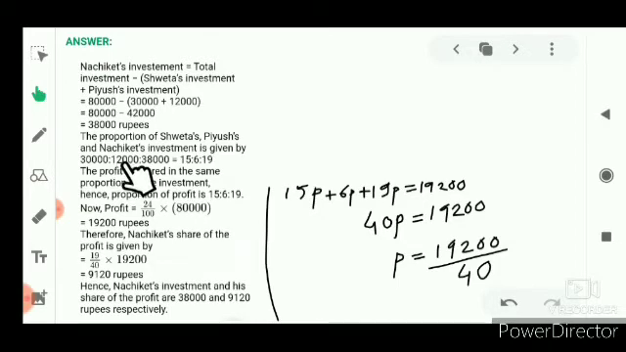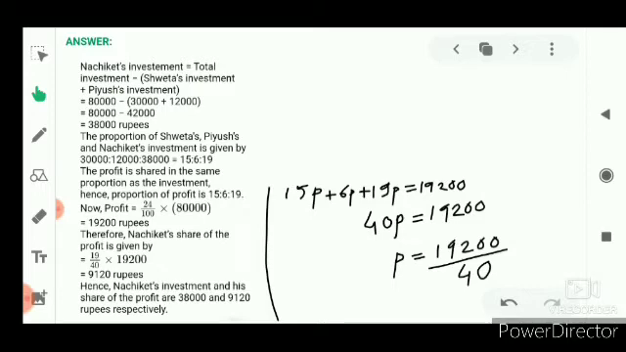Now we have to calculate the proportion of these three persons, in what proportion they have invested. So Shweta's investment is 30,000, Piyush's investment is 12,000, and Nachiket's investment is 38,000. When we divide by their common factor, we get the ratio 15:6:19. So this is the ratio of their investment, 15:6:19.